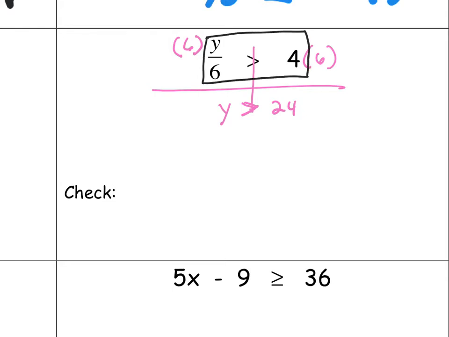So some number y that's greater than 24, if we divide it by 6, would be greater than 4. So what number could we replace here and then divide it by 6 and have it be greater than 4? If you said 30, that would be correct. 30 divided by 6 would be 5, and 5 is greater than 4.